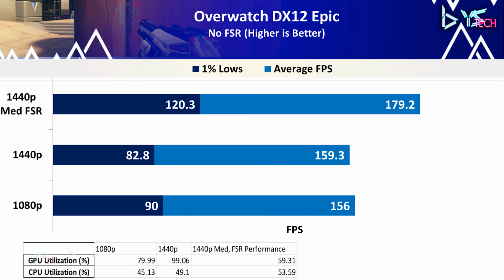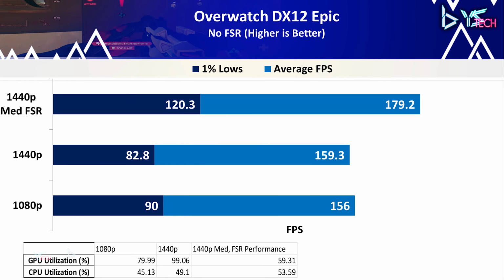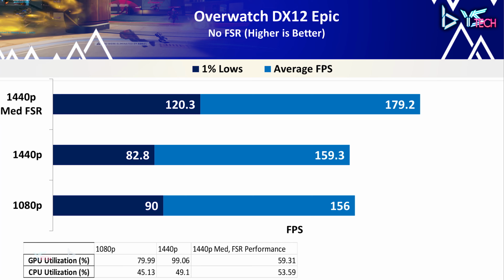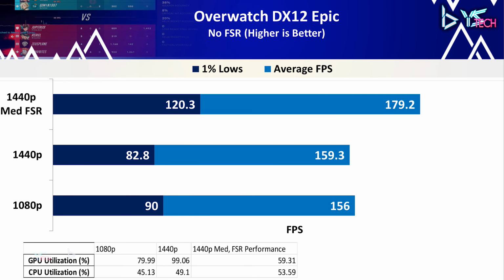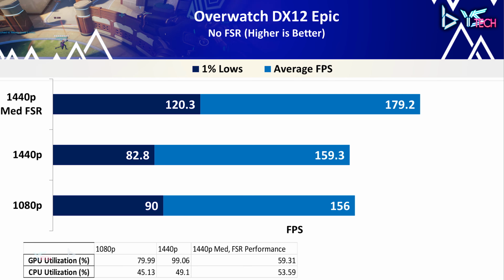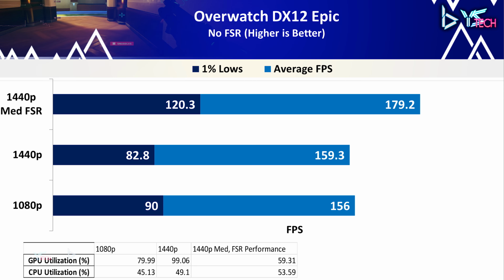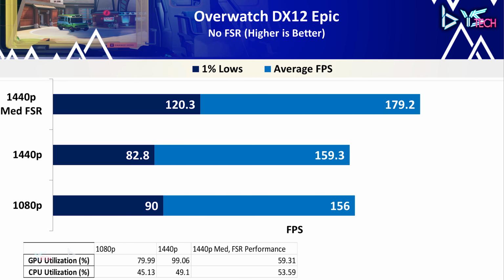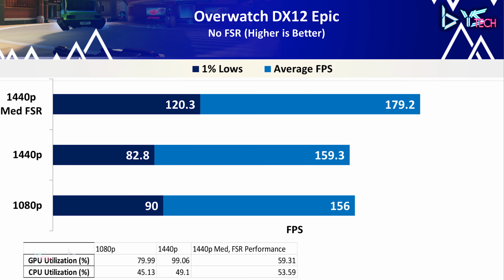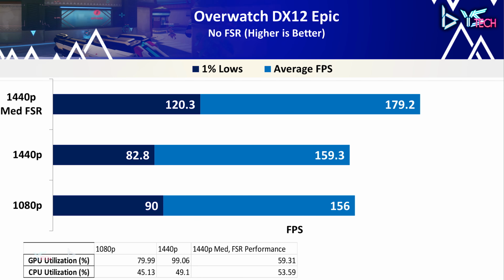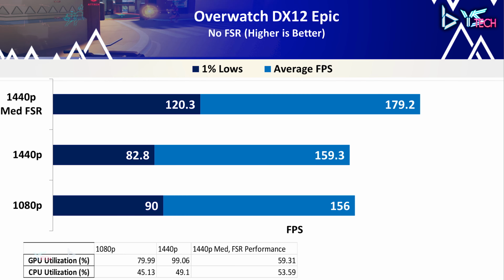Our 1% lows have also increased to 120, which is great to see, and our CPU utilization rate has gone up slightly to 54% compared to 49% at 1440p on epic settings, and our GPU utilization rate has fallen from the 1440p epic settings at 99% down to 59% on the medium FSR settings at 1440p.